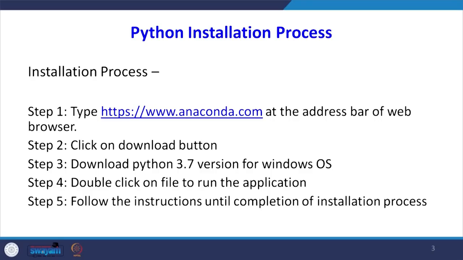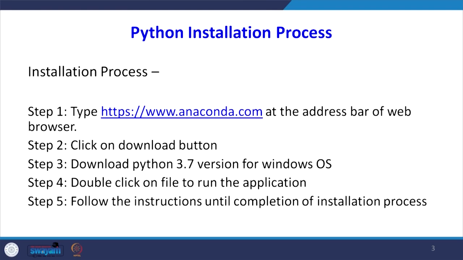As I told you, the first one is how to install this Python. There are 5 steps. Step 1 we are going to see in detail in coming slides. In step 1, we are going to visit this website www.anaconda.com at the address bar of the web browser. Second one, we are going to click on download button. Third one, we will download Python 3.7 version for Windows operating system.